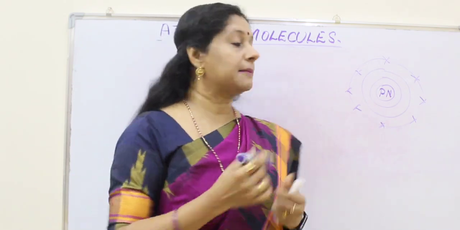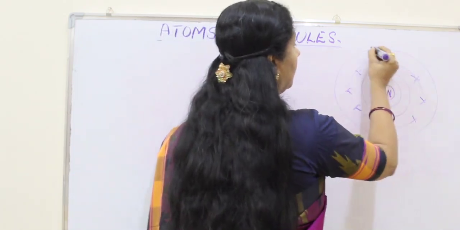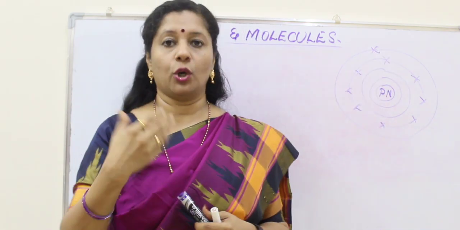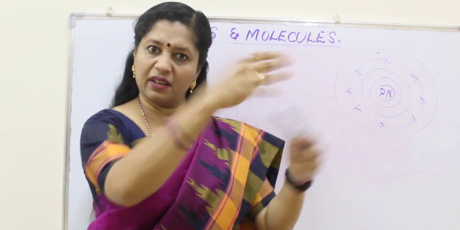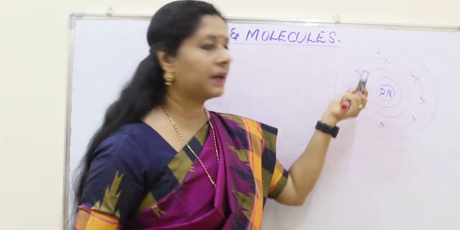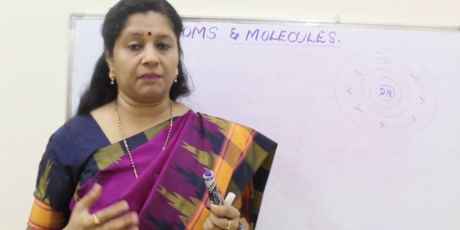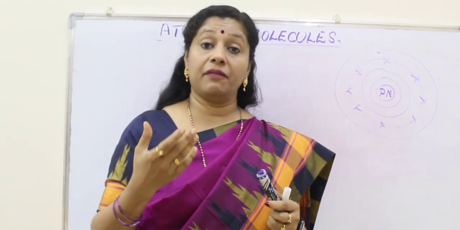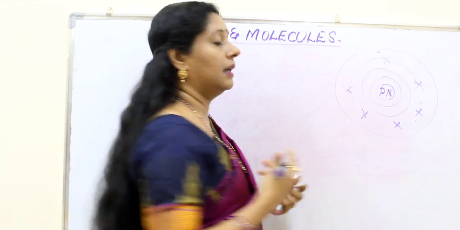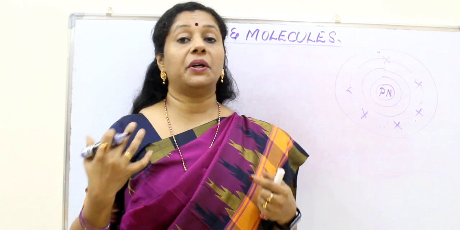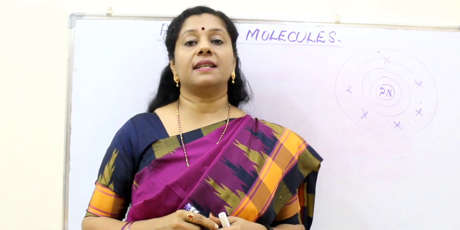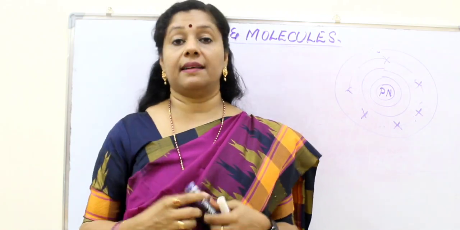Suppose if it has 1 like this, in the outer shell, 1 or 2 or 3, they will try to get rid of this, give to someone, get rid of this, so that completing 8 in the previous shell is easy for them. At the same time, a few will be walking around, maybe they have 6, 7 or 8, they will be frantically looking for someone to give. So in such cases, the give and take is happening.